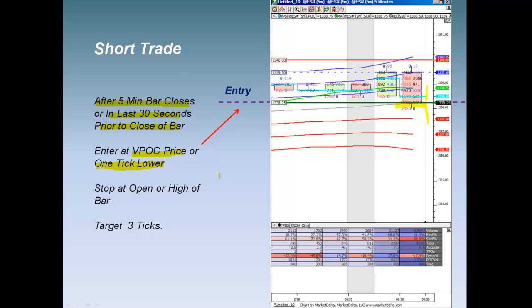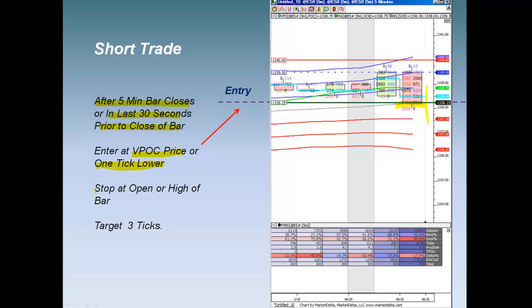When you paper trade and practice this strategy, try to use both and see which seems to work better for you. Alright, so now we've talked about the selection of the entry price and the timing of the entry. Now we want to talk about where to place our stop, and our stop is a very important element of this strategy.